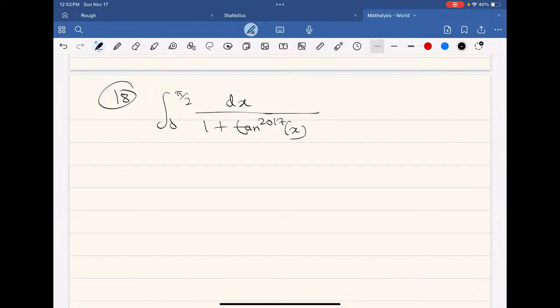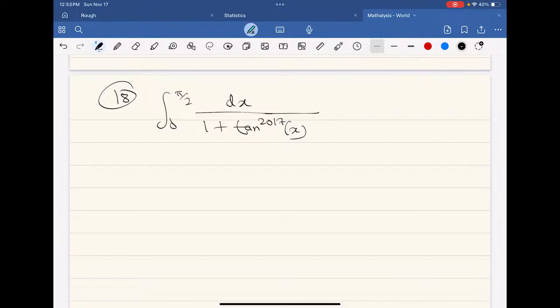Any idea? No? Guys, try to make a u substitution that, okay, let me share the idea.